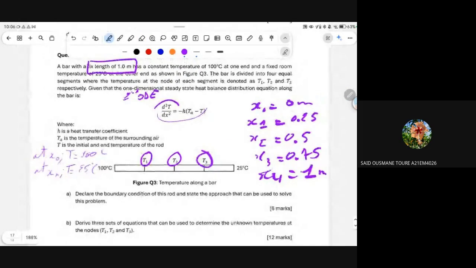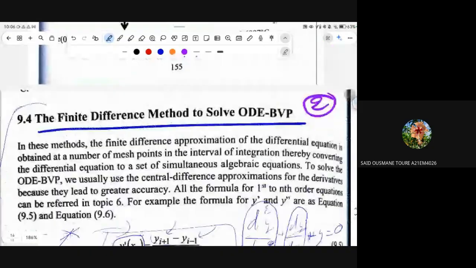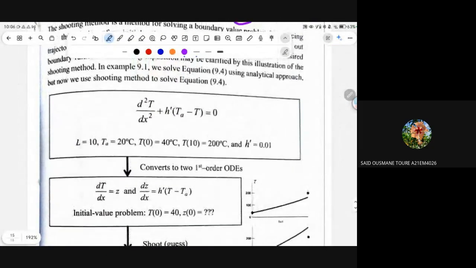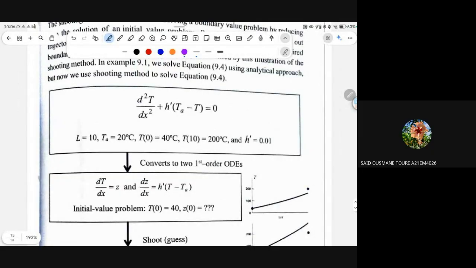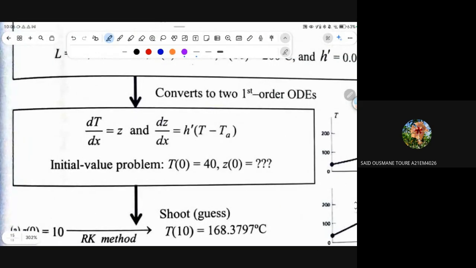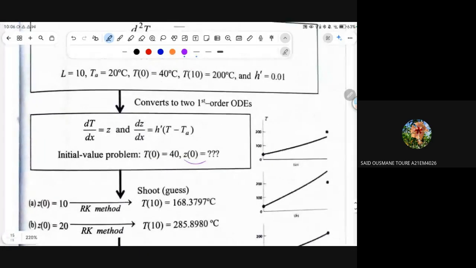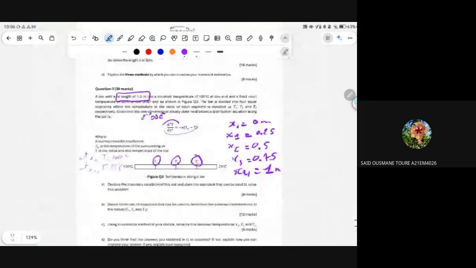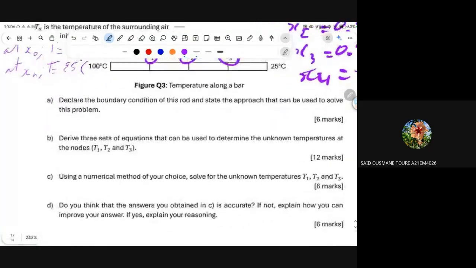Second of all, in the book they also have something similar where they put TA equals 20 and T0, which is T here, equals 14. So just be aware of that basically. Here is an initial value problem, E0 equals 40, Z0 equals how much? That one is something else. We'll move on to it later, but they just mean that this is T0. Initial and end, I don't know what they mean by this.